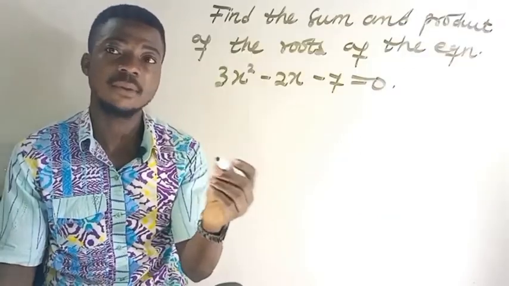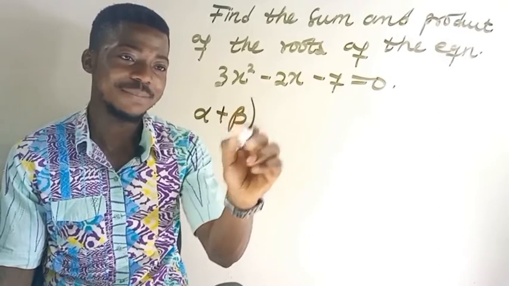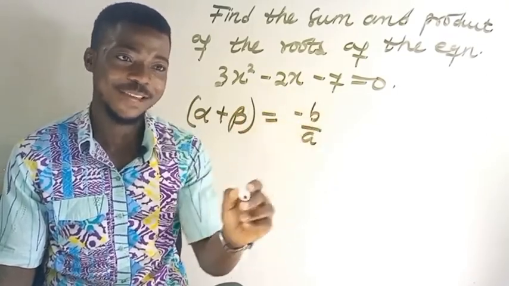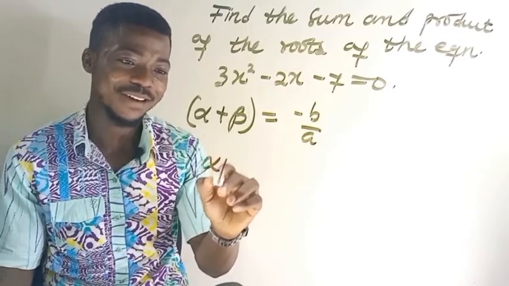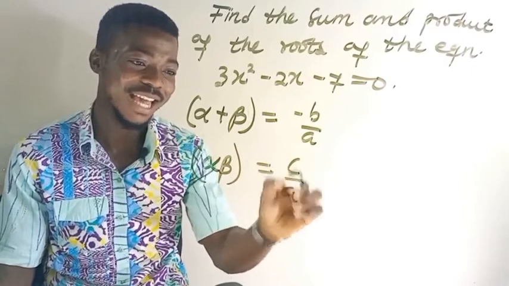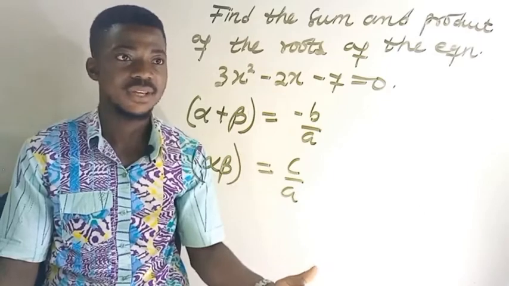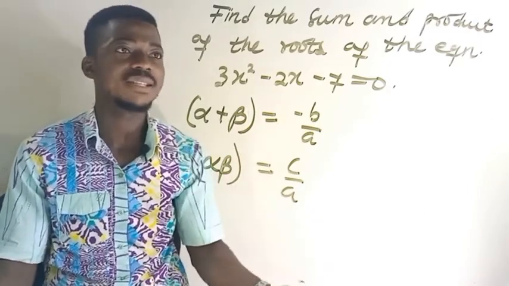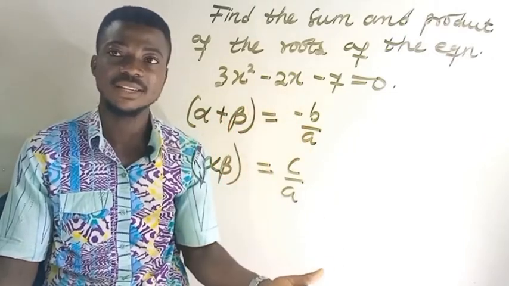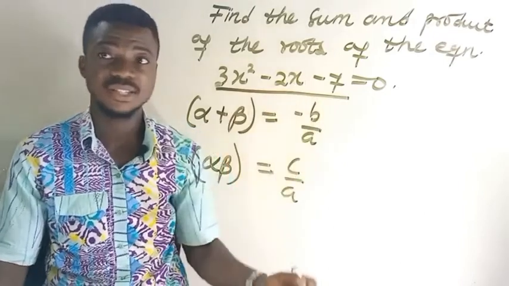All right, the sum of the roots, which is alpha plus beta, is equal to negative b over a. And the product, which is alpha beta, right, is equal to c over a. So this is what we learned. Now, the question said we should find the sum and product of the roots of the equation 3x squared minus 2x minus 7.